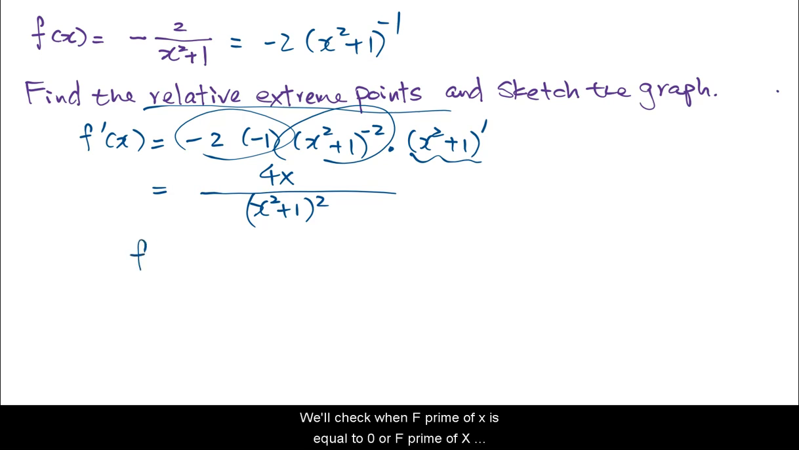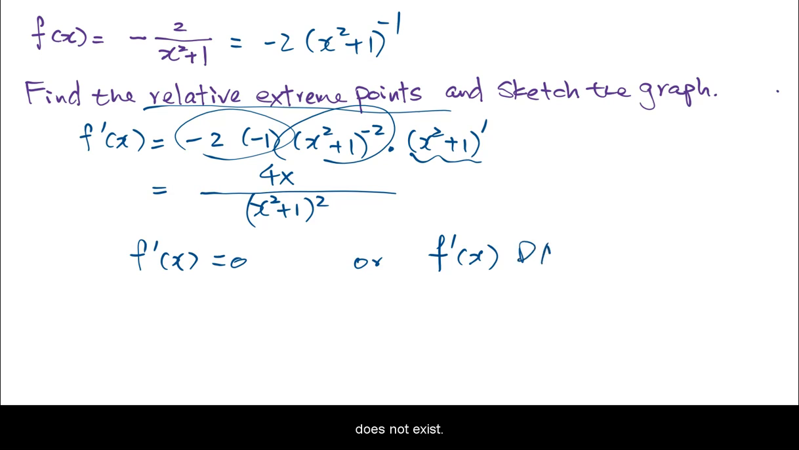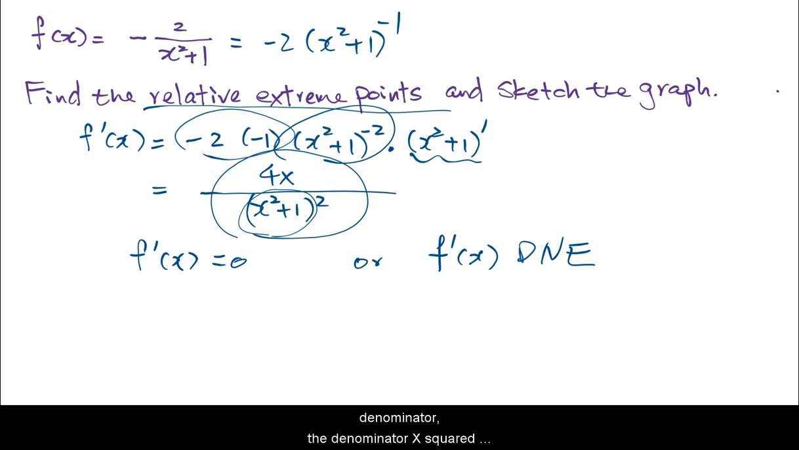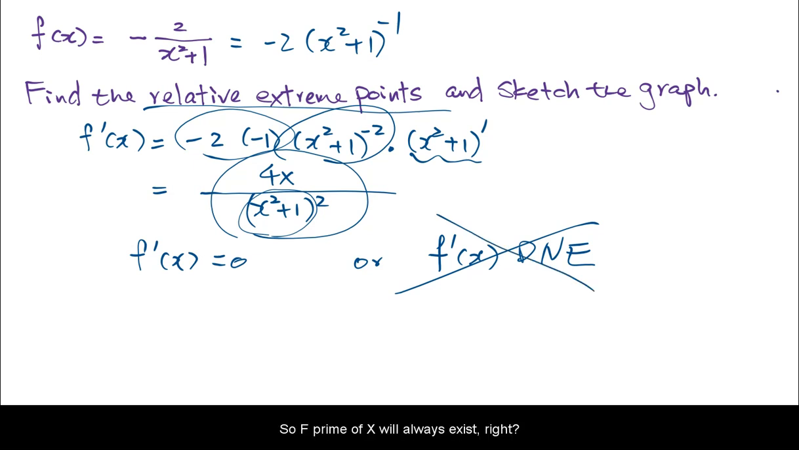We'll check when f prime of x is equal to 0 or f prime of x does not exist. First of all, if you look at the denominator, x squared plus 1 will never equal 0. So f prime of x will always exist. There are no undefined points. So let's just look at the case f prime of x equals 0.